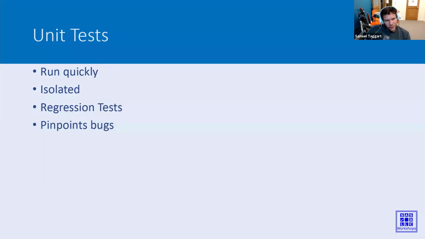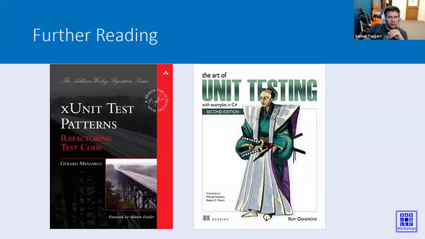Because they're so targeted, it makes it really easy to pinpoint bugs. So if we find a bug, it's generally quick and easy to fix. And they have a whole host of other benefits that come along with them. But that's kind of how they fit into the whole Agile picture and why they're necessary.